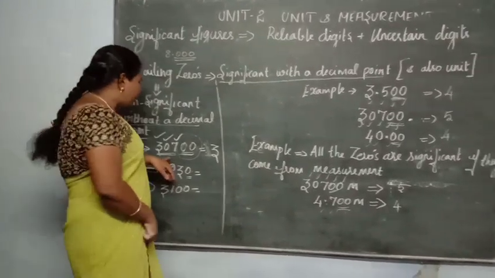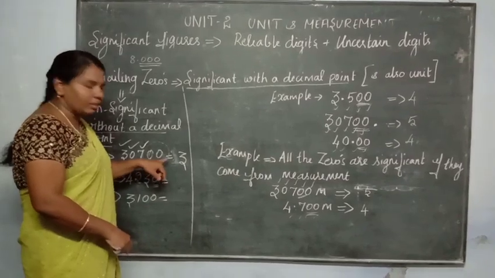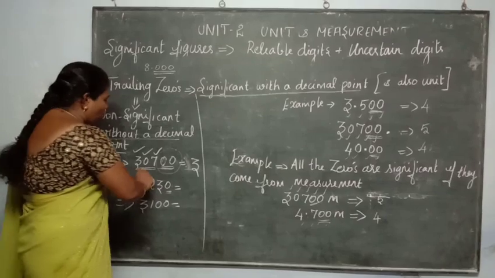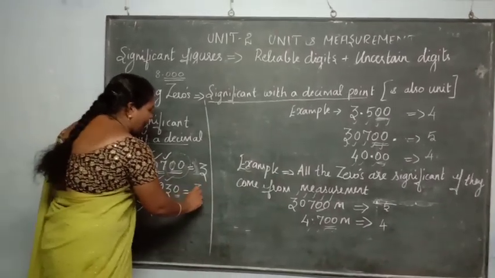See here, 30700 has 3 significant digits. And next, 4230. Just avoid that 0. What is the value? 1, 2, 3. Therefore the answer is 3.